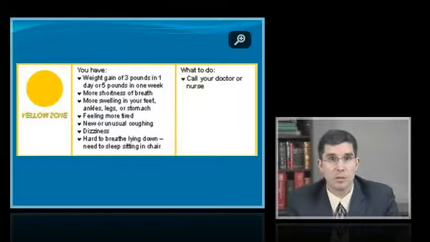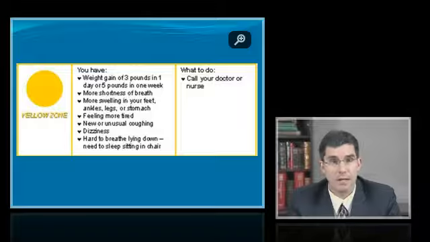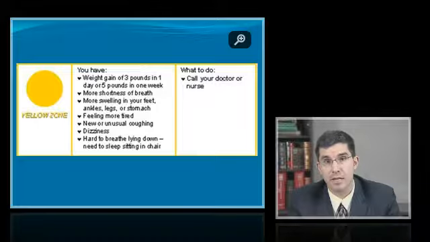Patients are in the yellow zone when they have a weight gain of 3 pounds in one day or 5 pounds in a week, more shortness of breath, more swelling in the feet, ankles, legs, or stomach, feeling more tired. They may have new or unusual coughing from fluid on the lungs. They may be dizzy, and they may have a hard time breathing when they lie down. They may even be sleeping sitting up in a chair. And these are patients that we tell to call their doctor.